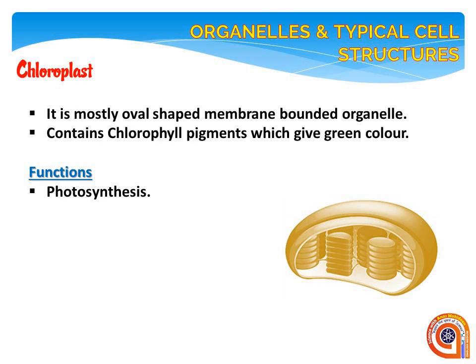Chloroplast is present only in plant cells, not in animal cells. And this chloroplast contains a green color pigment called chlorophyll. Remember, inside the chloroplast it contains chlorophyll, green pigments. Because of this only the plants get a green color. It is mostly an oval shaped membrane bounded organelle. So here too you can see this chloroplast also consists of a membrane, and it contains chlorophyll pigments which give green color. What is its function?